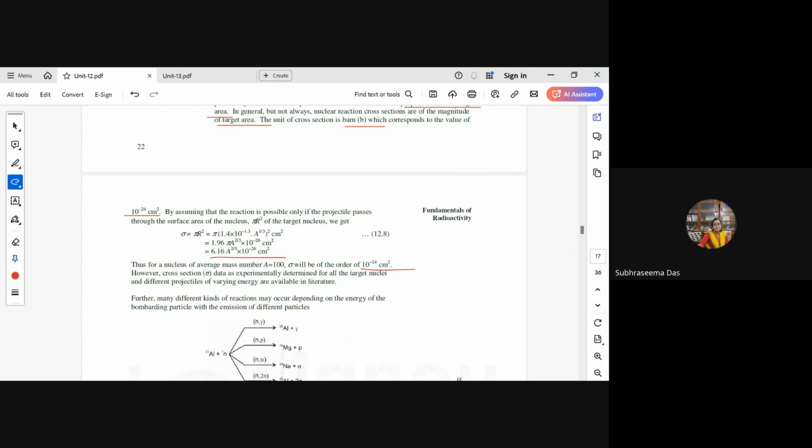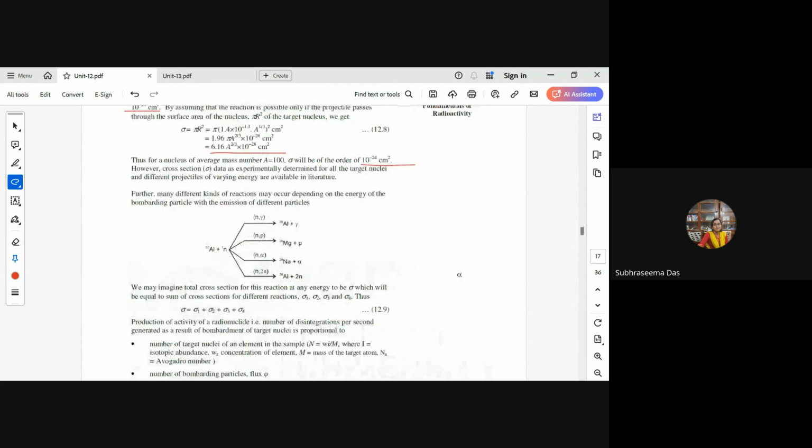However, sigma has been determined experimentally for various target nuclei and projectiles, and has been reported in the literature. Further, different kinds of reactions may occur depending on the energy of the bombarding particle, with the emission of different types of particles. So if we imagine the total cross section of the reaction at any energy to be sigma, it will be equal to the sum of all the different reactions occurring, that is sigma equals sigma 1 plus sigma 2 plus the summation of all other sigmas.